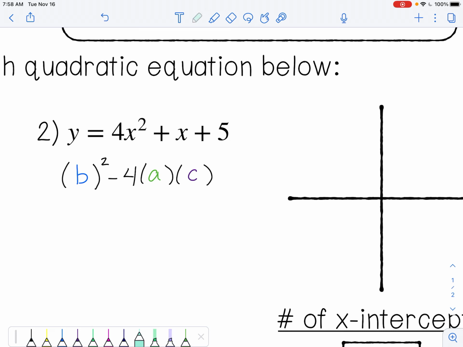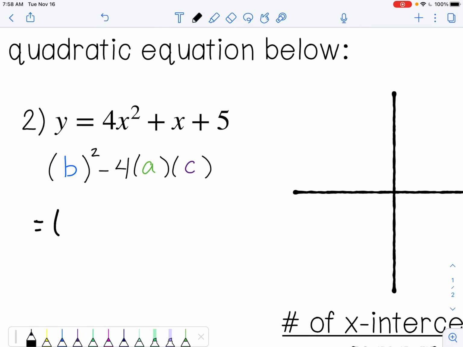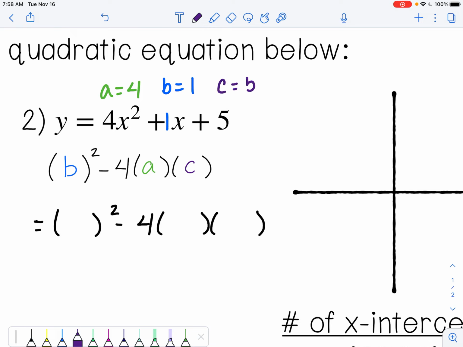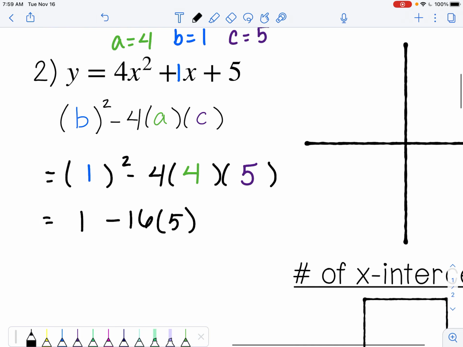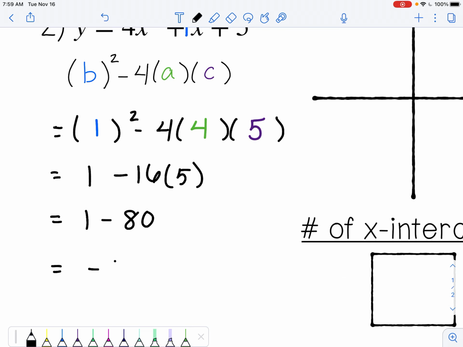Okay, so assuming you have tried it, I'm going to set up my little formula first. b squared minus 4 times a times c. My a value is the number in front of x squared, so a is 4, b is going to be 1, and c is going to be 5. So b squared is 1 squared again, minus 4 times a, which is also 4, and c, which is 5. So 1 squared is 1, minus 4 times 4 is 16, and then 16 times 5 is 80. So my discriminant is going to be negative 79.